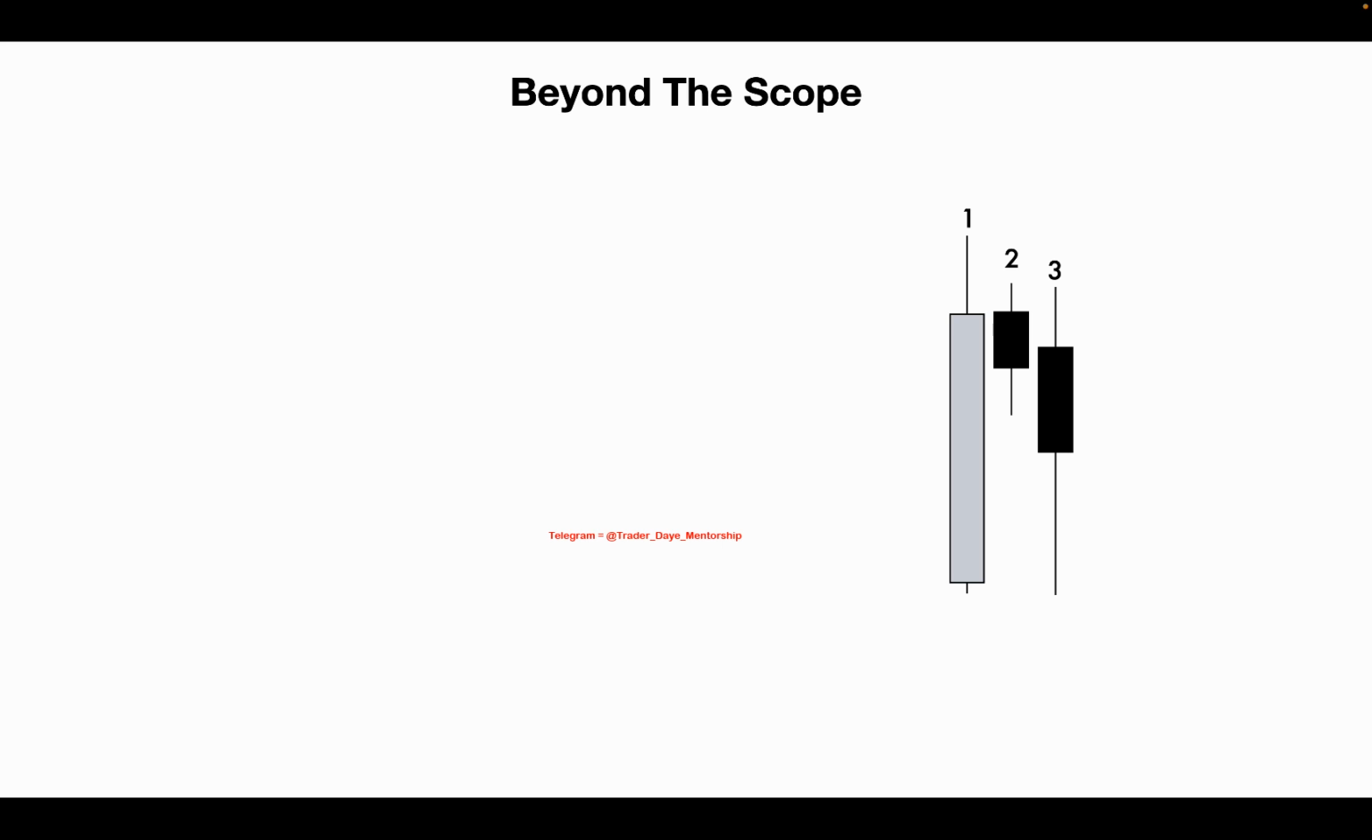Now, for a second, I want you to completely disregard the PSP itself and only focus on candle number 1's closing price and candle number 3's opening price. Draw an imaginary line from 1 to 3. Should look something like this.